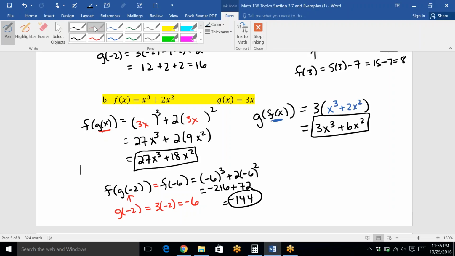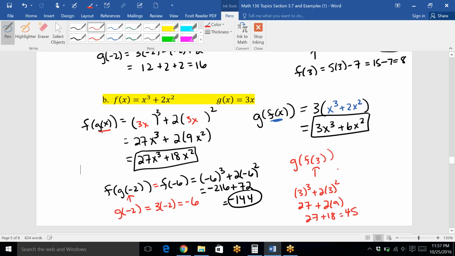And then we need to do g of f of 3. So we're going to do this part first. So that would be 3 cubed plus 2 times 3 squared. That's 27 plus 2 times 9, which is 27 plus 18, which would be 45. So now I need to do g of 45. And g of 45 would be 3 times 45, which is 135. Okay?